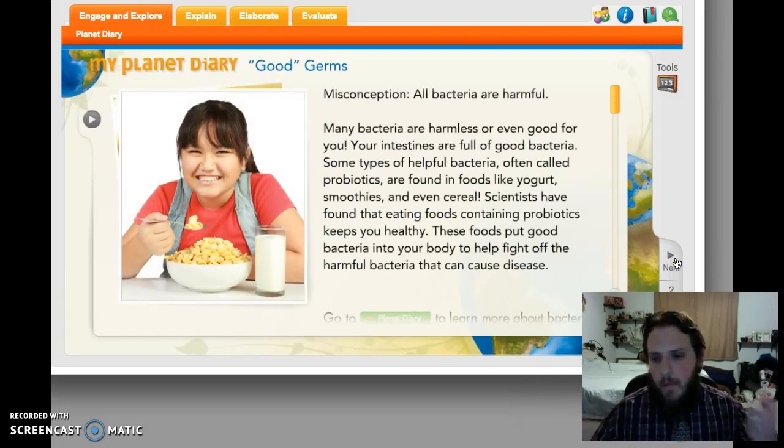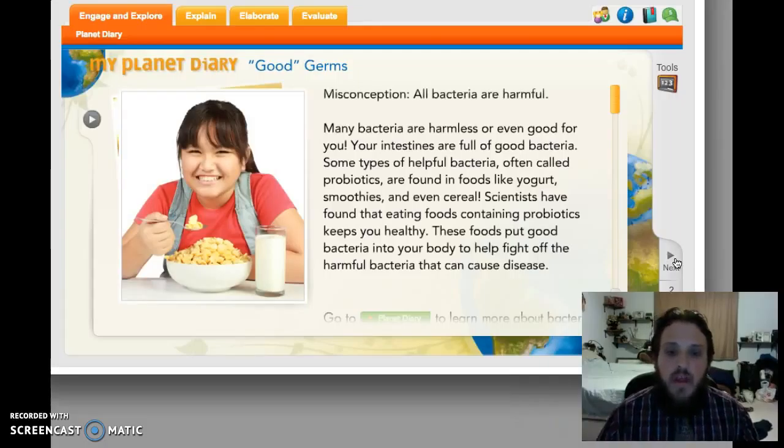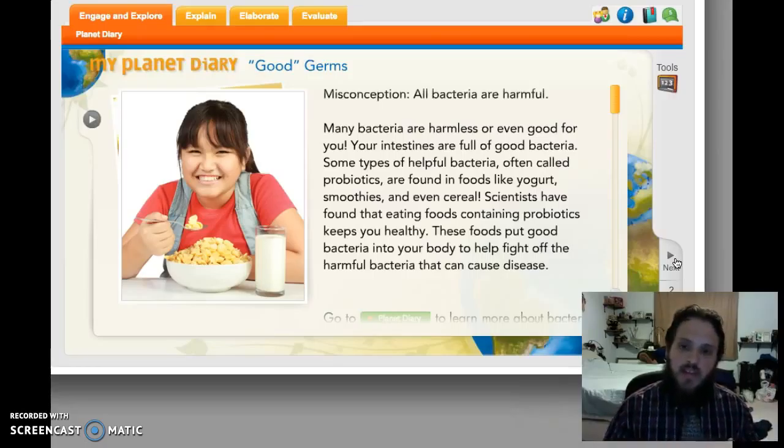So lots of people believe that all bacteria are harmful. This is just not true. There's lots of harmless and good bacteria. In fact, in you, you have good bacteria. Bacteria helps your intestines digest some of your food. Often you'll hear probiotics like yogurt or pills, smoothies, and cereal. Eating food containing these probiotics keeps you healthy, keeps good bacteria in you, and can help fight off bad bacteria that might cause you disease.